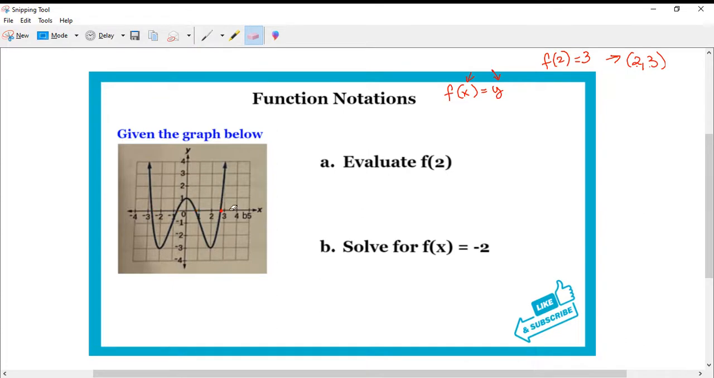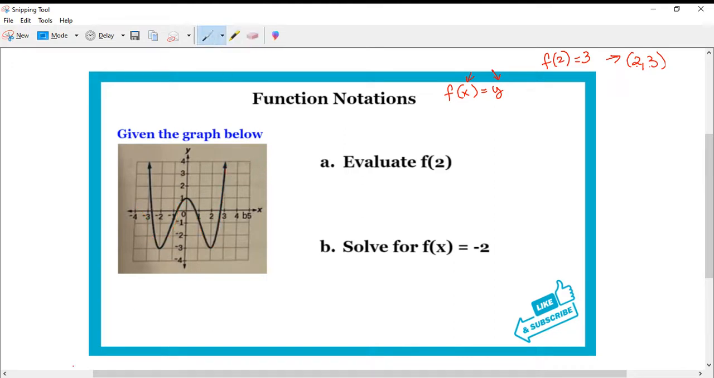Now, when you have a certain graph, the only points that you can consider are the points that are on the graph. So if I give you this point right here, which is (4, 3), is this a solution? No, because that point is not on the graph. You can only choose the points that are right on the graph.